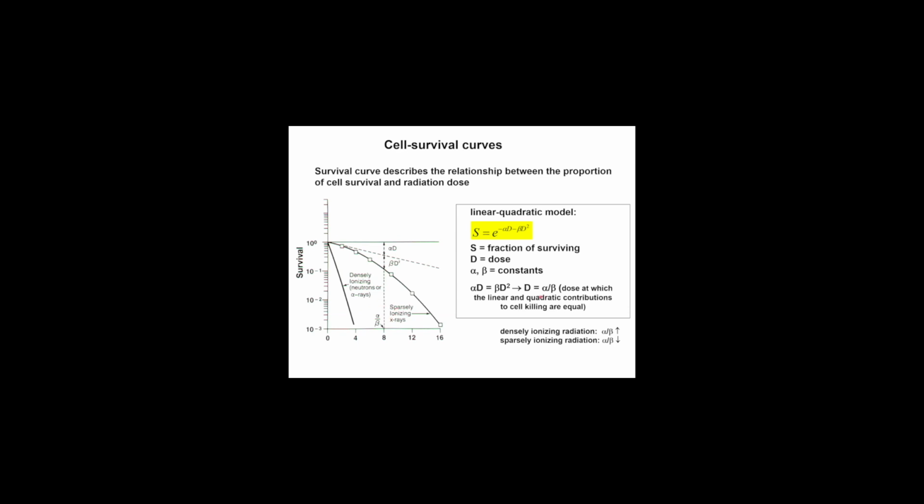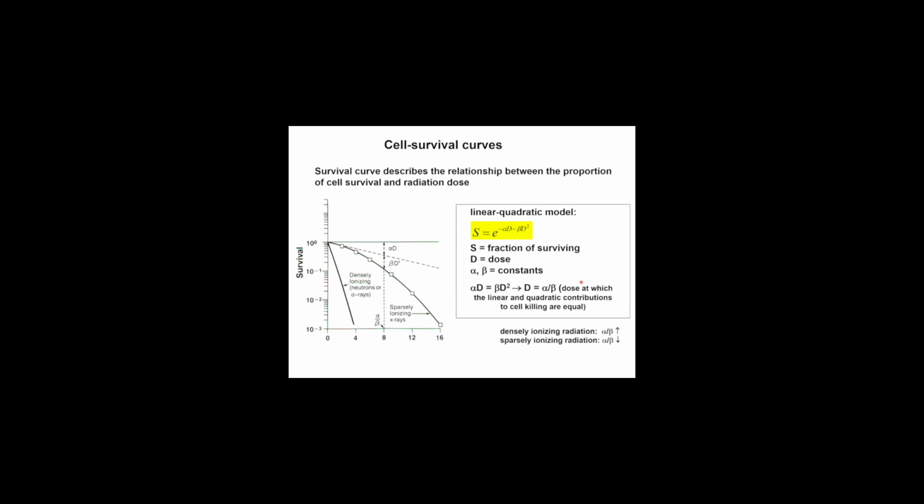Alpha beta ratio, this definition you've got to know. Because it relates dose to dose squared, it is a dose. Always remember it's a dose. Sometimes on the boards they get it wrong by saying it is the number at which, it is the fraction at which, it is the whatever, but it's a dose.